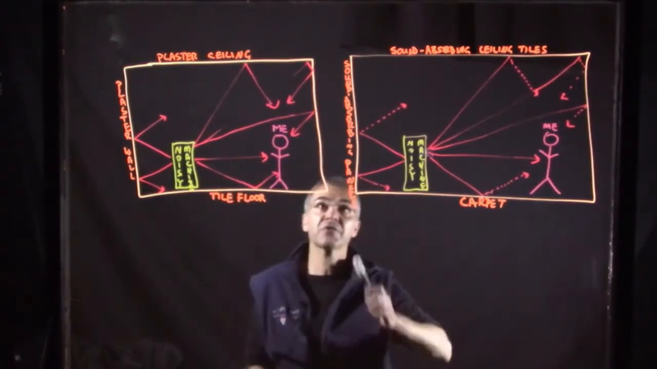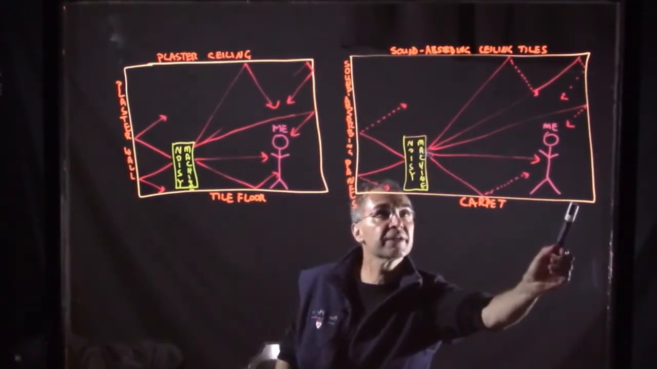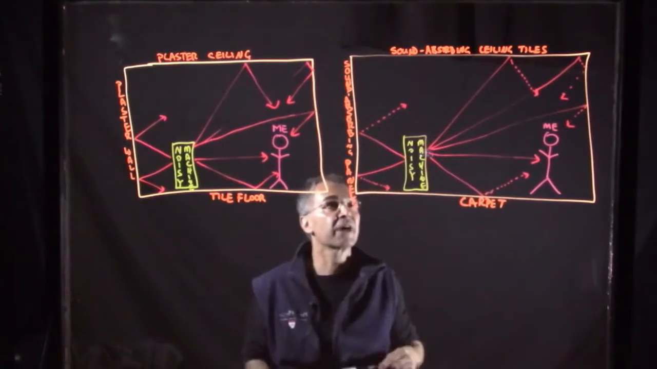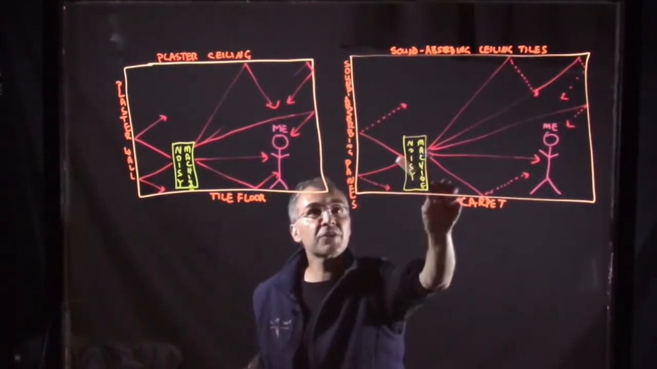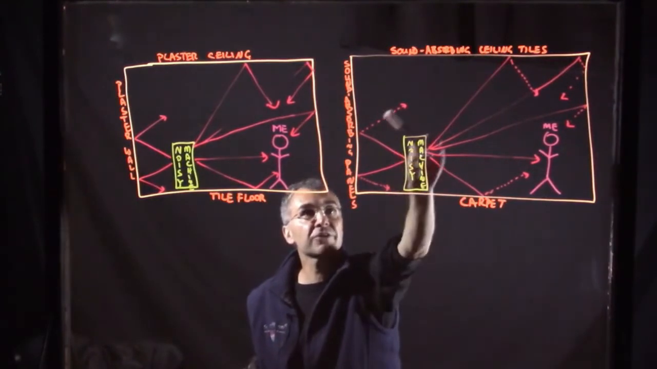And then by comparison, suppose I have sound absorbing panels on the wall. Suppose I have some nice plush carpeting down here. Suppose I have sound absorbing ceiling tiles, maybe suspended from the ceiling. Then the same sound rays emanate out from the noisy machine, but every time they bounce, they lose a good fraction of the energy that they're carrying.